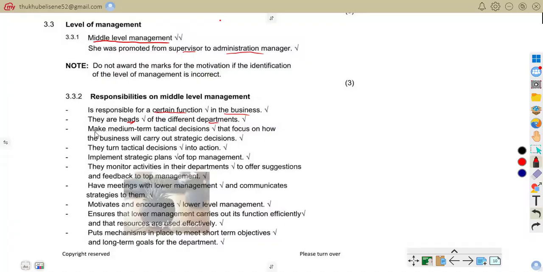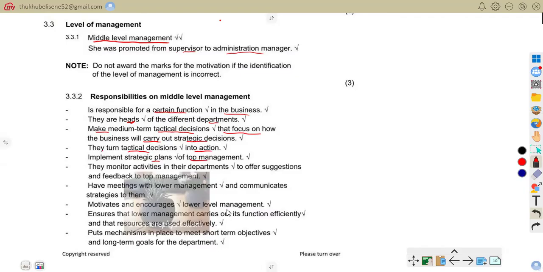Also, they make medium-term tactical decisions that focus on how the business will carry out strategic decisions. For example, planning quarterly marketing campaigns. They turn tactical decisions into action. Those tactical decisions, they can now turn them into action. They implement staff training programs. That is what they do. They implement the strategic plans of top management.